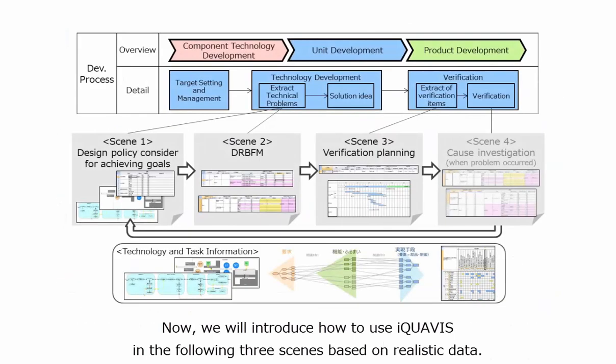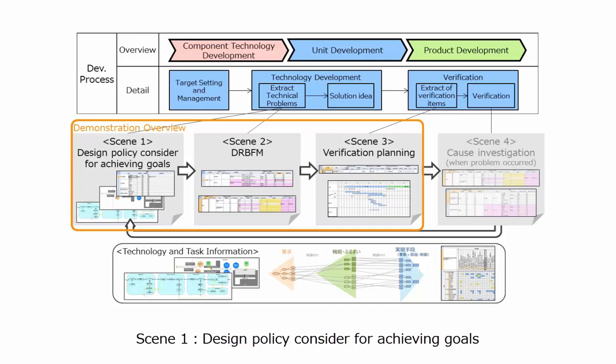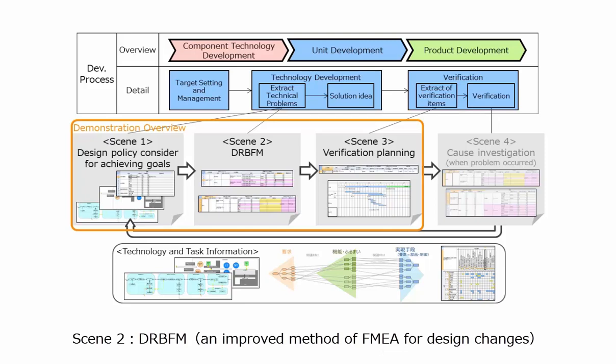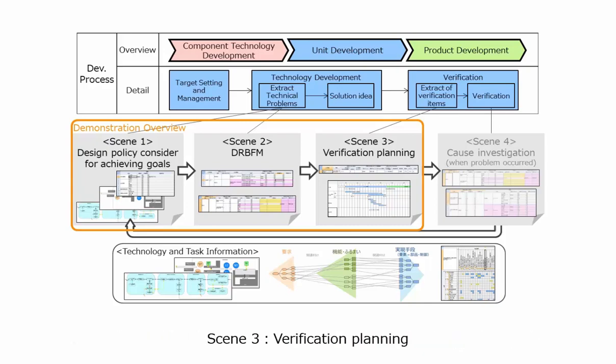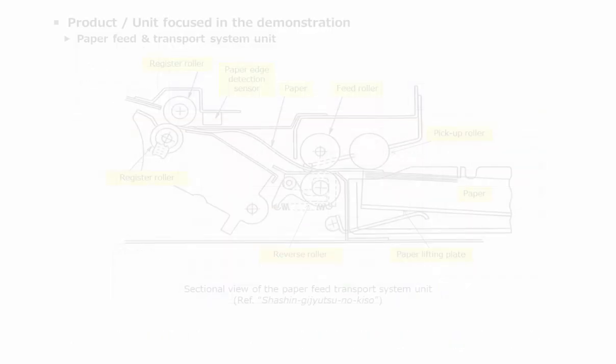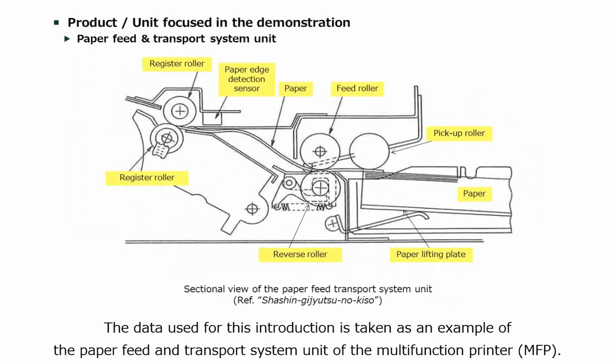Now, we will introduce how to use iQUAVIS in the following 3 scenes based on realistic data. Scene 1. Design policy consideration for achieving goals. Scene 2. DRBFM, an improved method of FMEA for design changes. Scene 3. Verification planning. The data used for this introduction is taken as an example of the paper feed and transport system unit of the multi-function printer, MFP.